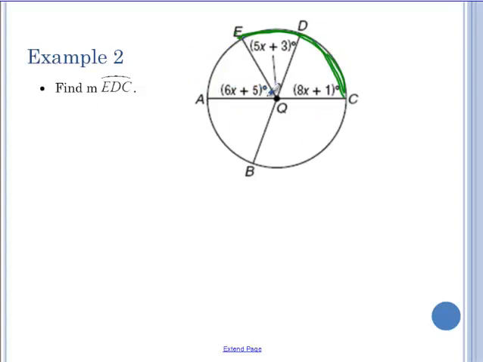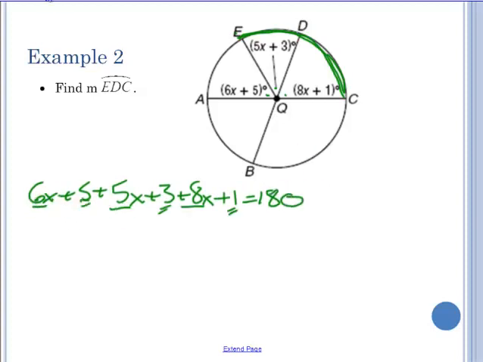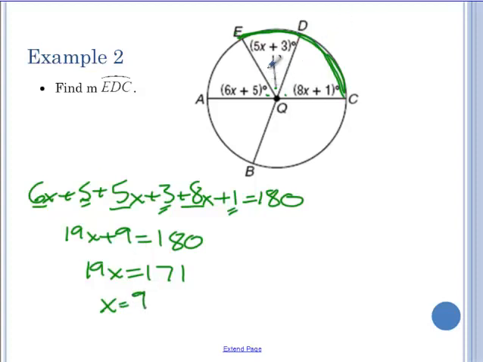I know that these 3 that I put a little dot in all form a straight line, and a straight line is 180 degrees. So all 3 of those add up to 180. Combining like terms, I get 19x plus 9 equals 180. I get 19x equals 171. And when you divide by 19, you get x is 9.